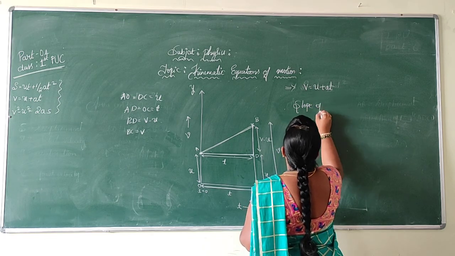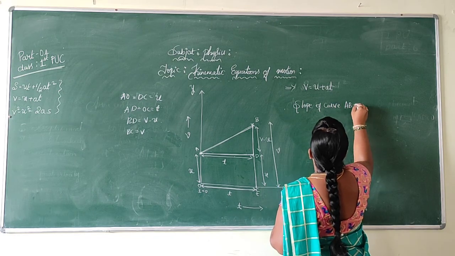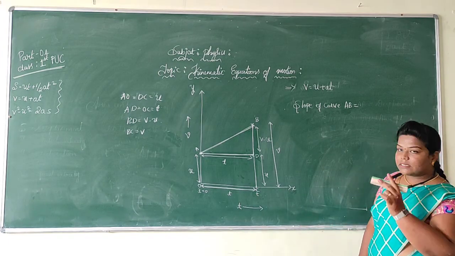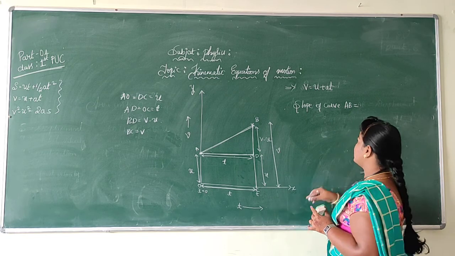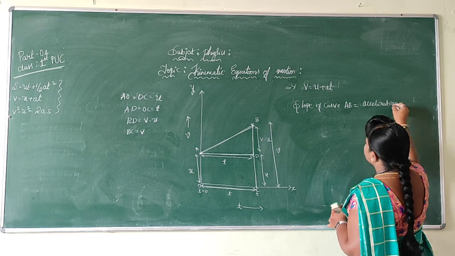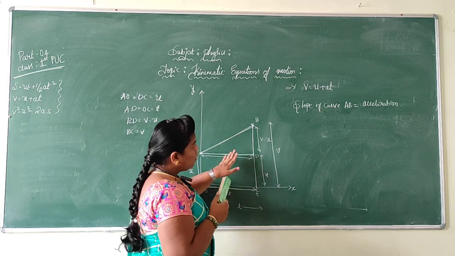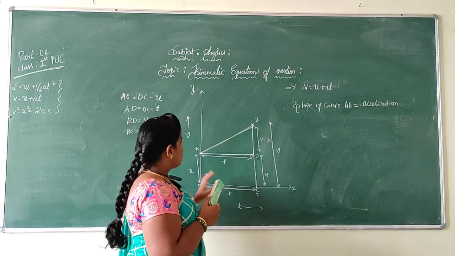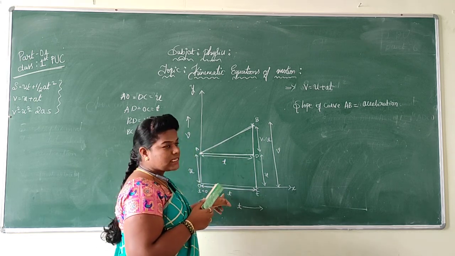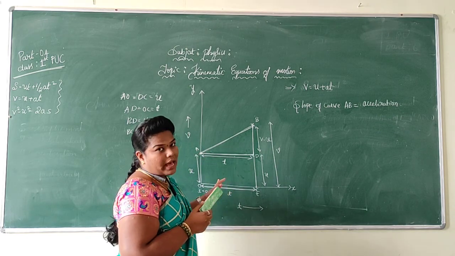Slope of curve AB gives you acceleration. Hope you got it: the slope of curve AB gives you acceleration. I am just writing here acceleration. Why, my dear students? You can ask me the question. Here we have curve AB. If we calculate the slope, what will we get? Acceleration. Why? Because this is a velocity time graph. The slope of a velocity time graph always gives you acceleration.